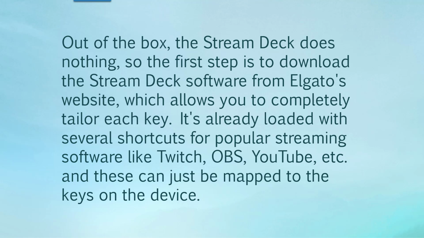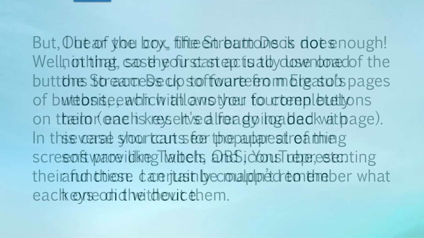Out of the box, the Stream Deck does nothing. So the first step is to download the Stream Deck software from Elgato's website, which allows you to completely tailor each key. It's already loaded with several shortcuts for popular streaming software like Twitch, OBS, YouTube, and so on. And these can just be mapped to the keys on the device.